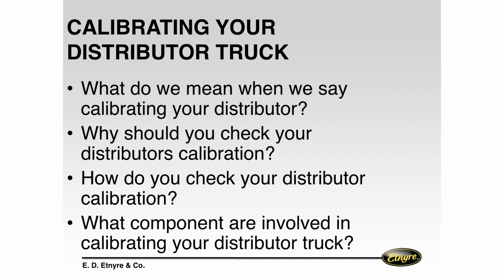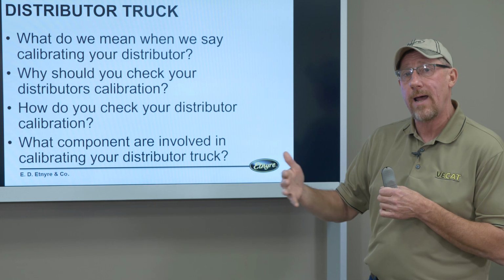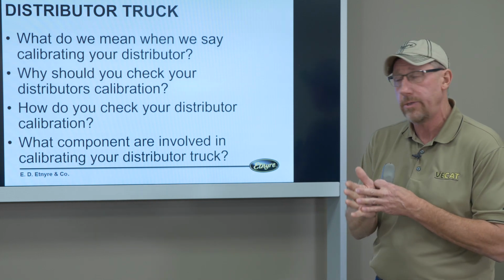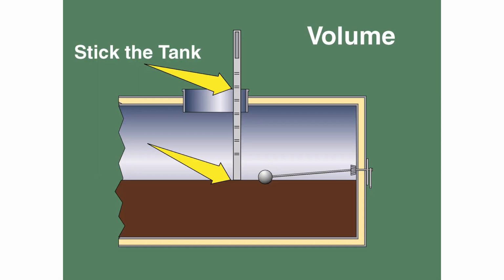There is no magic button in the computer system that you punch and say, calibrate my distributor, and it works. All we're doing is making sure that the mechanical and the electronic components are doing what they're supposed to do. So there's a few things that we want to look at and a few components that come in, but how do I check it? The easiest way on a job site to check to see if you're in calibration is to use the measuring stick that's provided with every distributor.